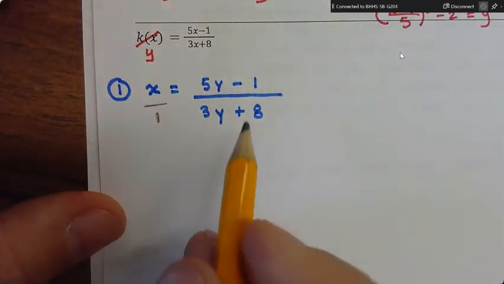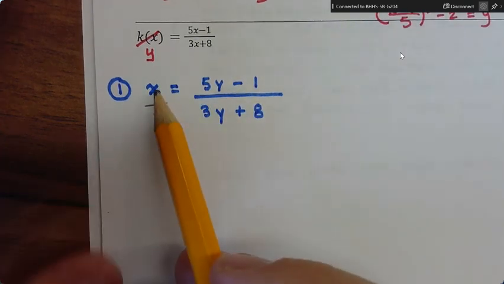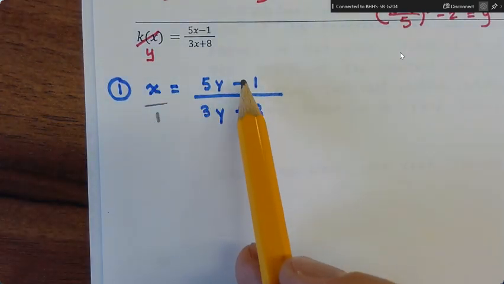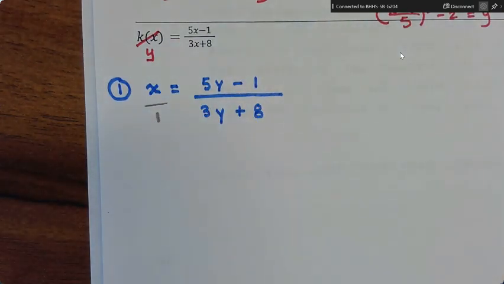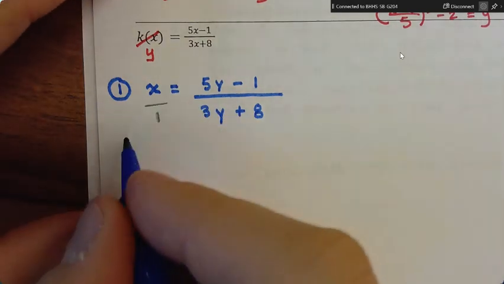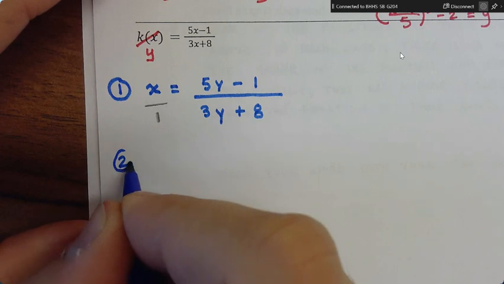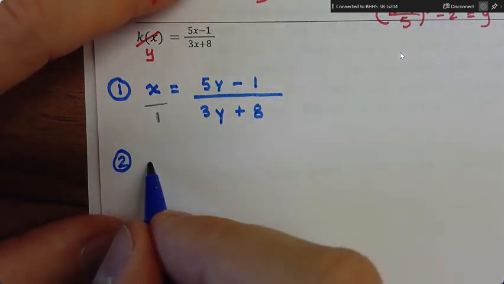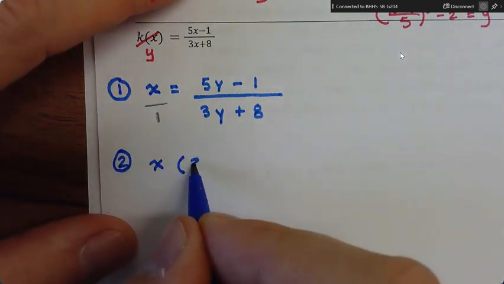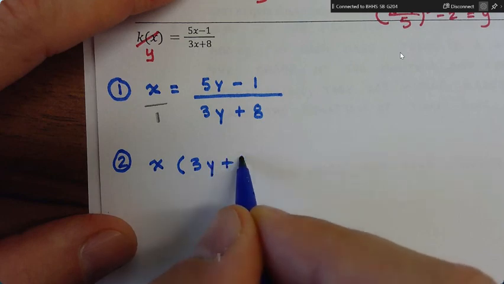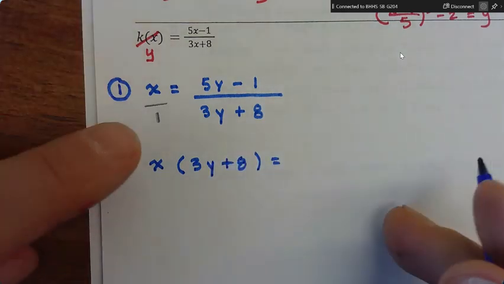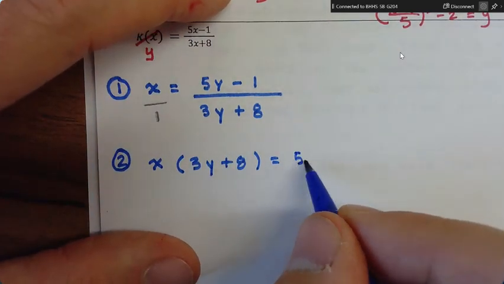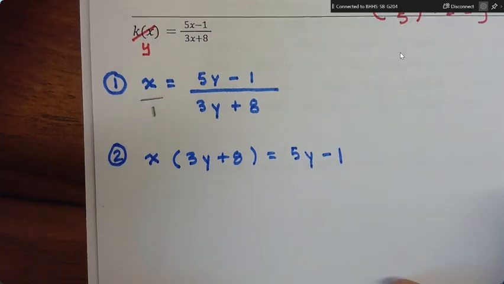So right here, see how you've got a proportion? x over 1 is equal to this over this. When you've got a proportion, what can you do? Once you've switched, you're going to cross multiply. That's going to give you x times the quantity 3y plus 8 is equal to 1 times the quantity 7y minus 1.